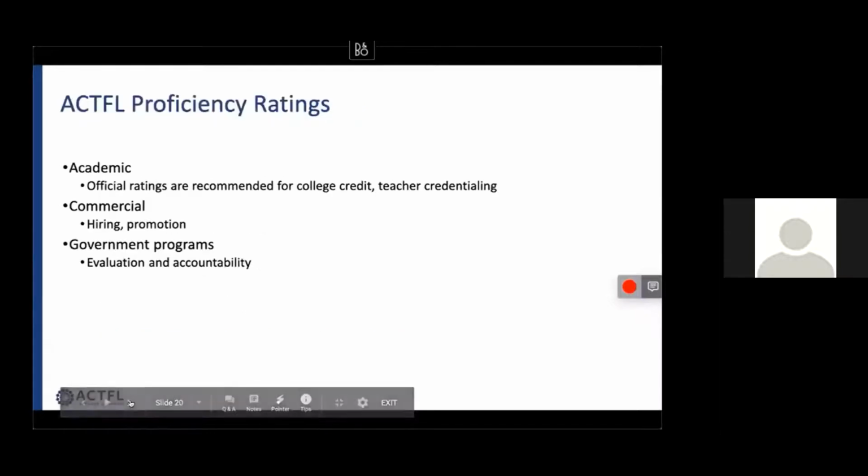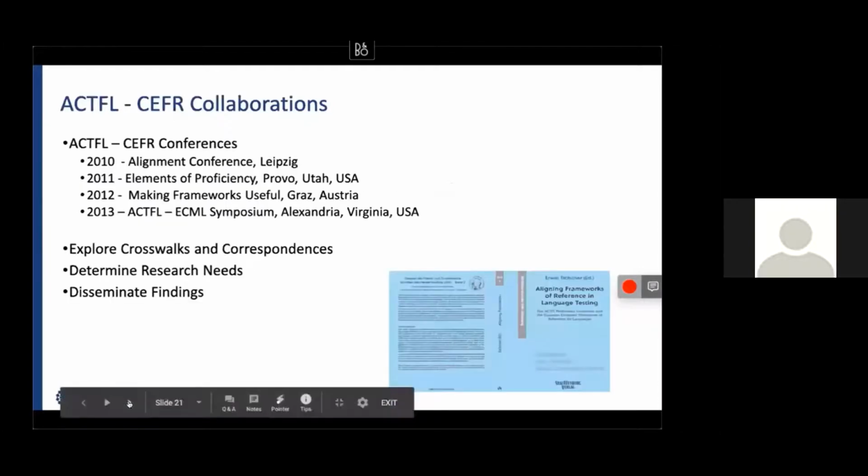Okay, next slide. How are these ratings being used? Well, they're being used across academic, commercial, and also government contexts for many, many reasons, to give college credit, to accredit teachers, credential teachers for teaching. They're used for hiring, for promotion. They're used to evaluate how well programs are achieving their goals of developing language proficiency.